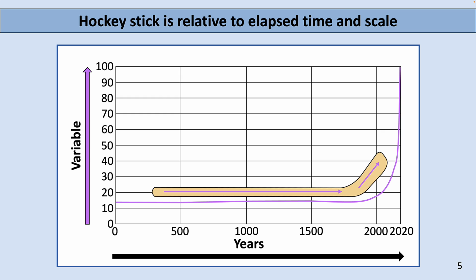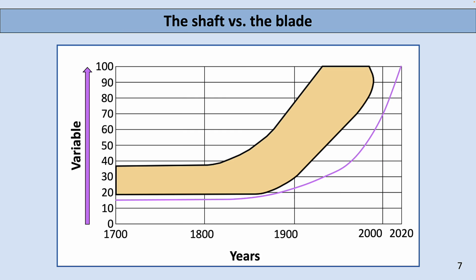Hockey stick is relative to elapsed time and scale. The elapsed time for this graph is from year 1 through 2020. What if we zoomed in on a time frame from 1700 to 2020? The shaft versus the blade. The elapsed time for this graph is from 1700 through 2020. Because we zoomed in so much, we've chopped off most of the hockey stick shaft.